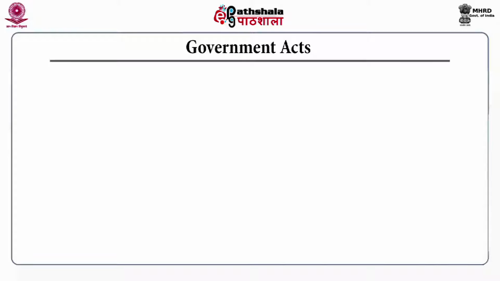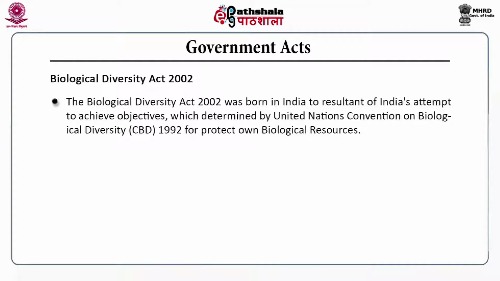Now, different government acts for biological diversity. These acts are very important. First was the Biological Diversity Act 2002. This act came in 2002 and was born in India as a result of India's attempt to achieve those objectives which were determined by the United Nations Convention on Biological Diversity 1992 for the protection of their own biological resources.